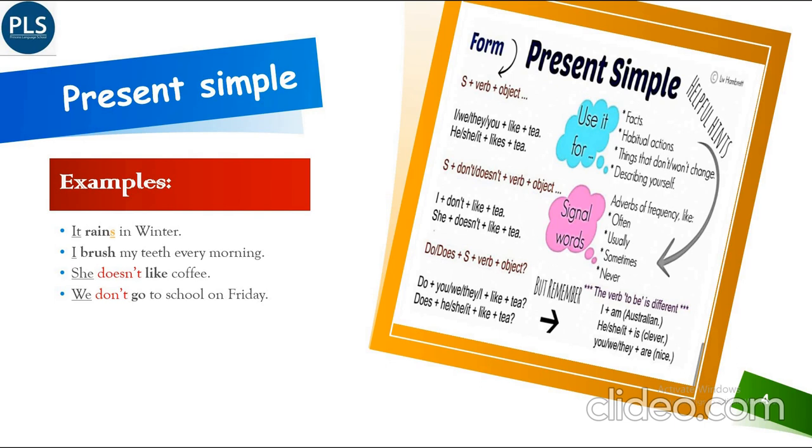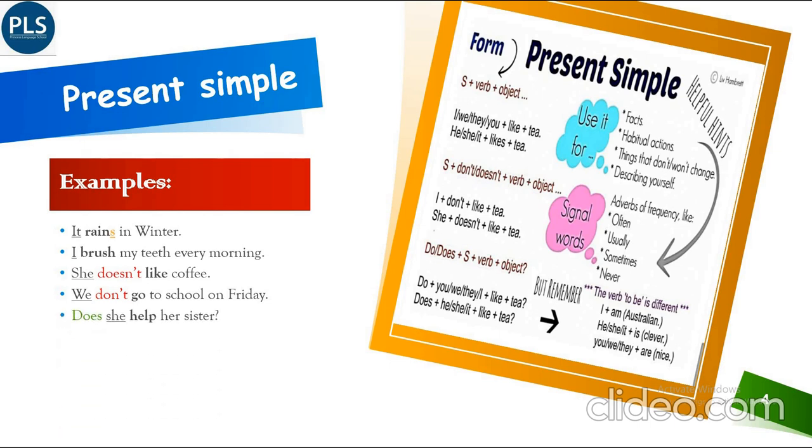Another example, if we are talking using the plural subject like we here. We don't go to school on Friday. We do not, or we don't go to school on Friday. So we add don't after the subject, and then we of course add the verb in infinitive form. So we do not go to school on Friday. Now let's take a look at the question. Let's start with the yes or no question.